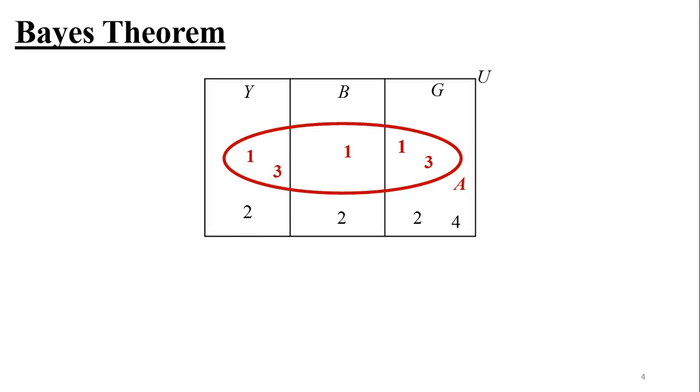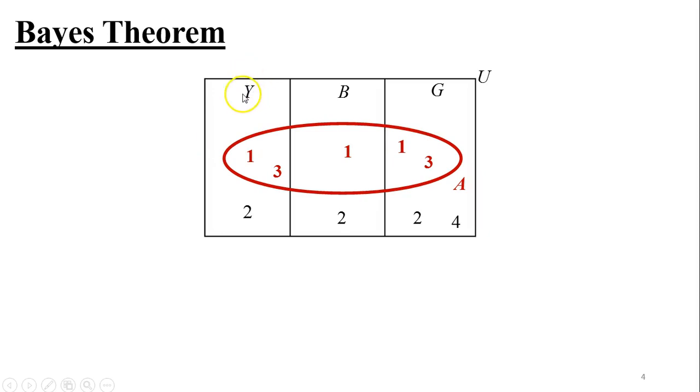So if we look at the universe U, which is the urn that contains all the balls. Now, we only have three colors. We only have yellow, blue, and green. So yellow, blue, and green form a partition of the universe. And I have highlighted here in red event A, which consists of the ball drawn being odd.